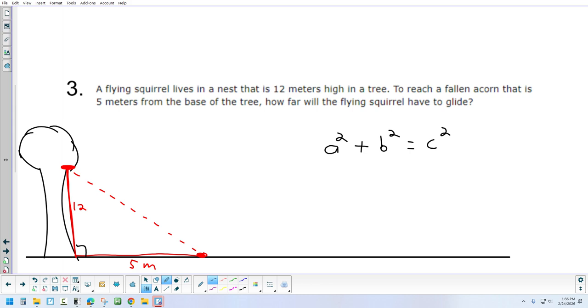Sorry, what number is it? Yep, so that could be the 12. So 12 squared. Caleb, what's B in this case? B. Yeah. So think back to your Pythagorean theorem. What do the A and the B represent in your theorem? 5. 5, yep. And what about the C?